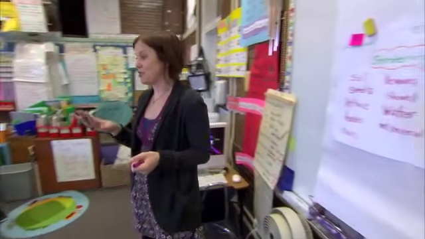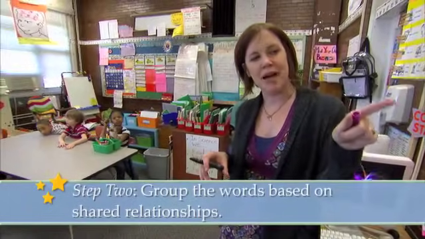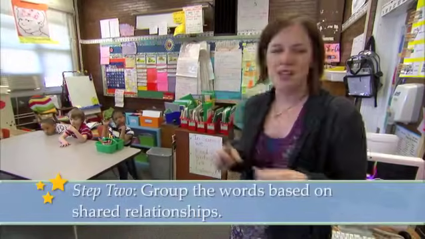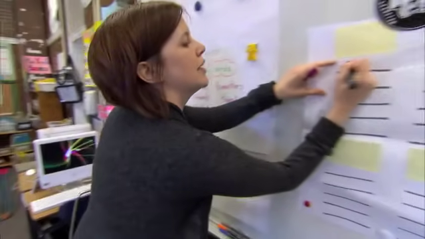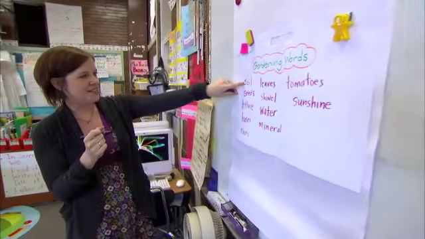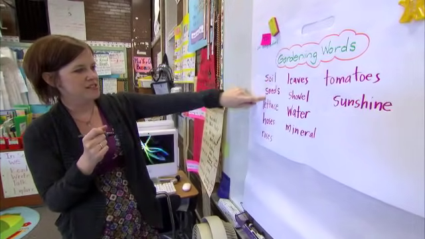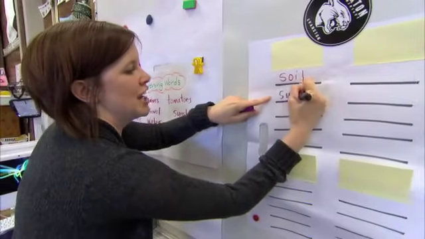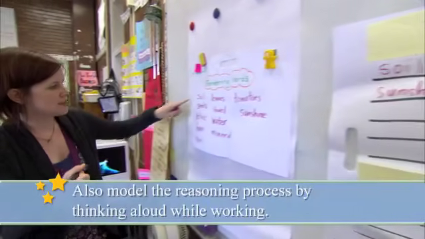Now it's time to group these words. I'm going to think about these words and think about how I might put them together if I wanted to cluster them. So the first one I'm going to put on this list is soil. I'm going to put it here. Soil. And let me think of some other words that go with the word soil. I'm going to put sunshine because I'm thinking about things that plants need, soil and sunshine.